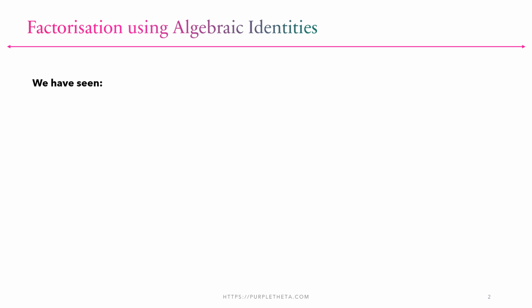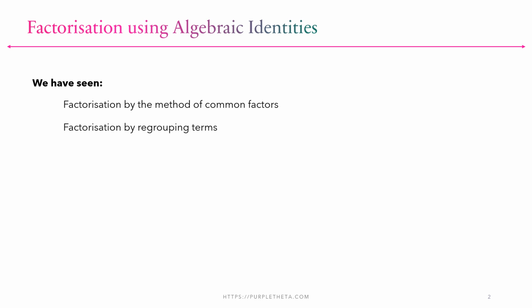Hi, we have already seen factorization by the method of common factors and factorization by regrouping terms, right? In this video, we will learn a new method, that is factorization using algebraic identities, right? So, factorization means writing an algebraic expression as a product of simpler expressions, right? And one of the fastest ways to do this is by using algebraic identities. Let us quickly revise the most common identities.